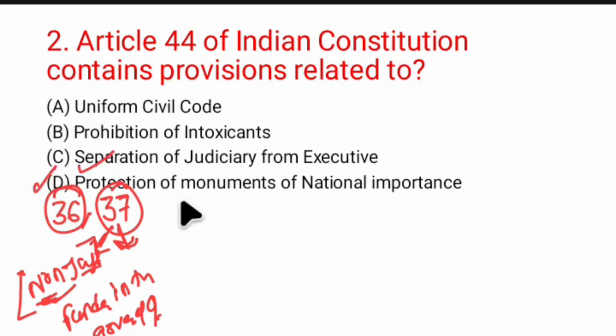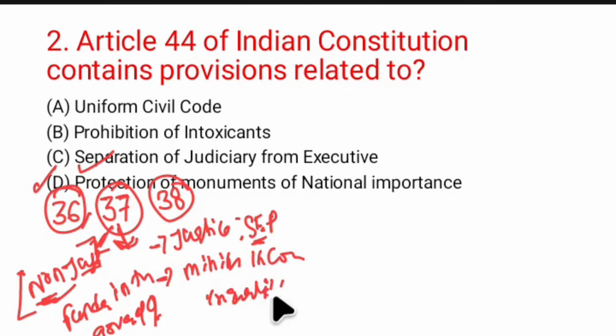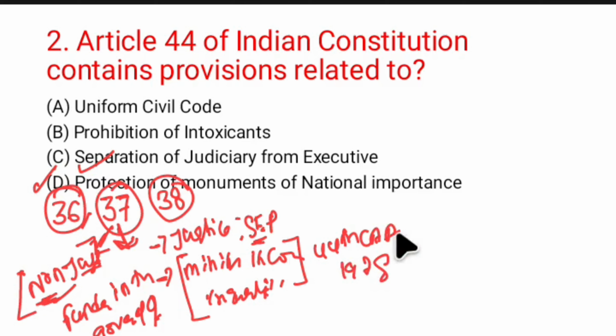Article 38 talks about two things: justice, which is social, economic and political justice. These provisions are also present in the Preamble as well. And the next thing is minimizing income inequality, and this provision was added by the 44th Constitutional Amendment Act 1978. So this is related to Article 38.